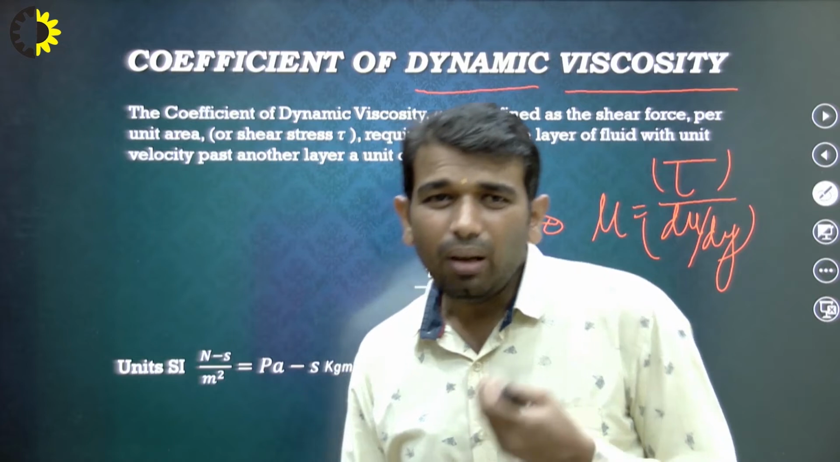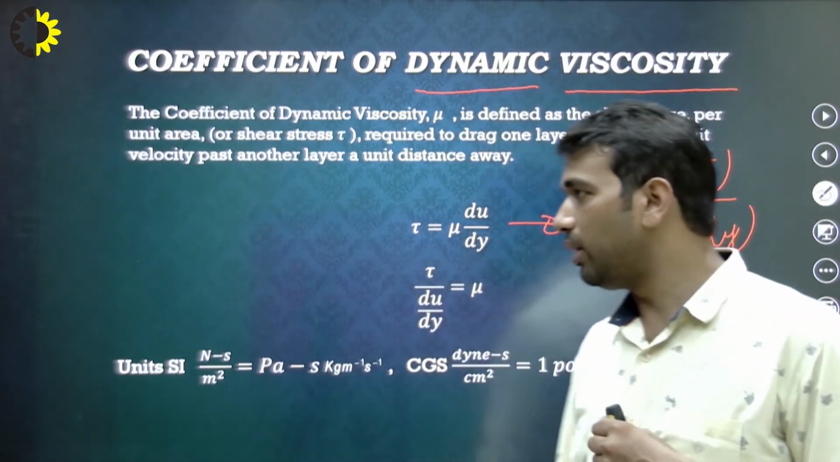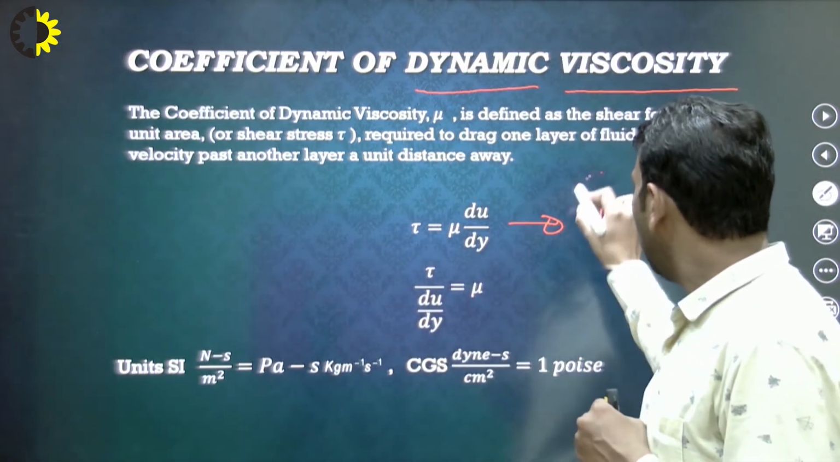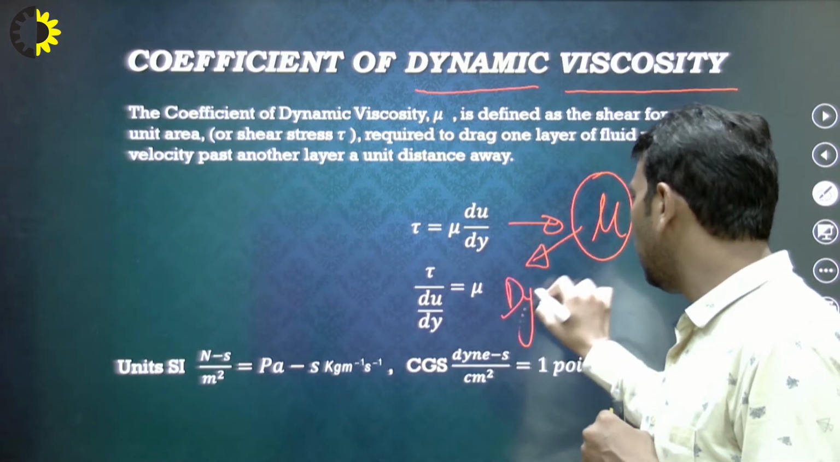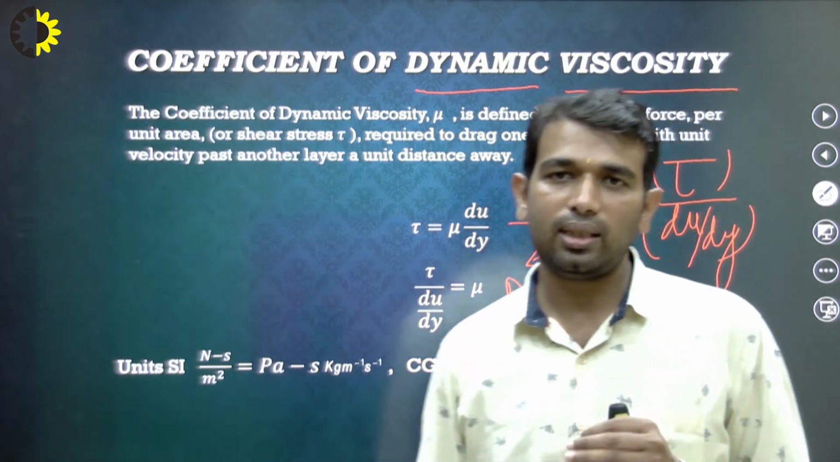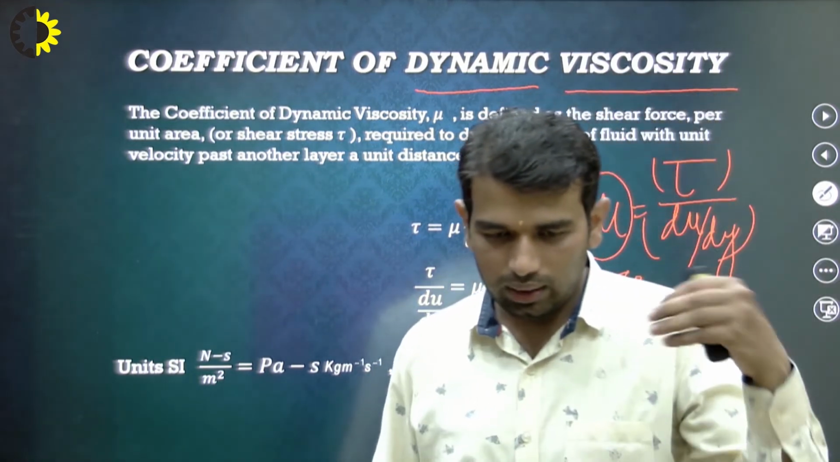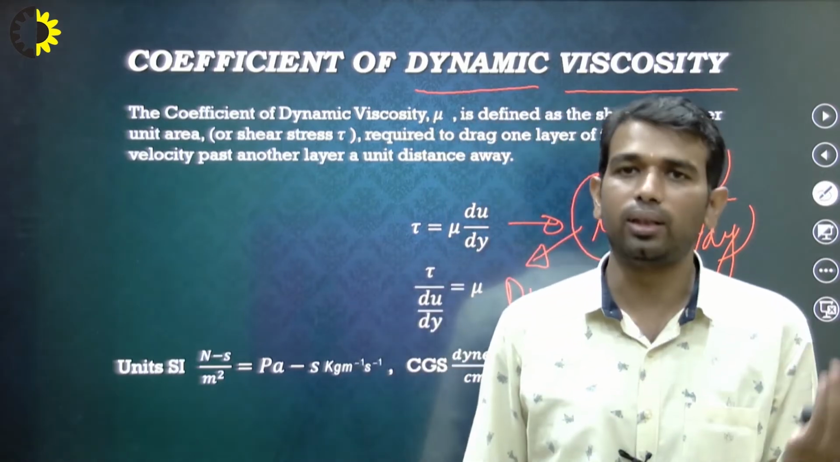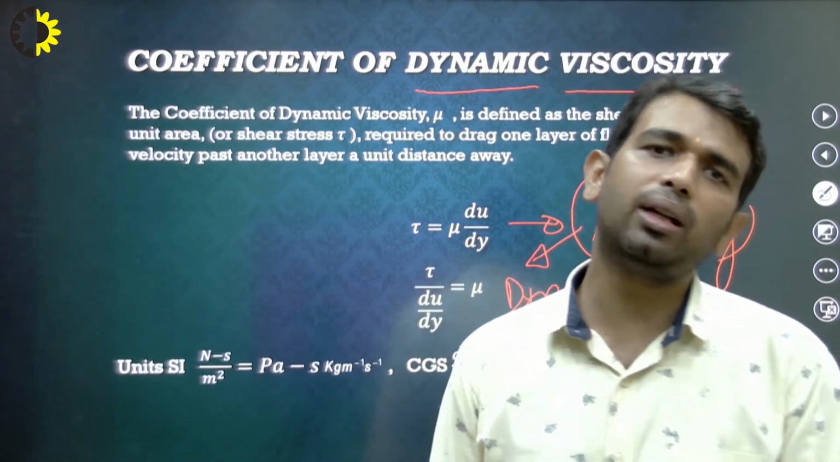Because we are familiar with this parameter, we generally call mu viscosity, but its exact name is dynamic viscosity. We call it dynamic viscosity because, if you recall, when I did the derivation I just called it viscosity, but the specific name is dynamic viscosity.